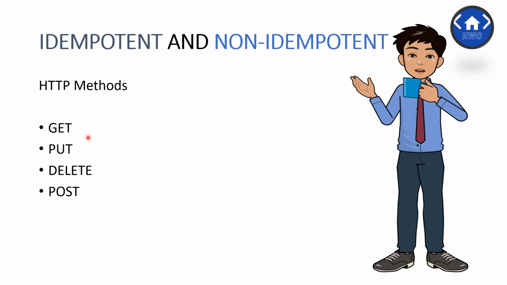So here, these are the four mostly used HTTP methods, and those are GET, PUT, DELETE, and POST. So we use GET to retrieve some information from the resources, and then PUT, we're going to update something in a resource. For that purpose we use PUT, and DELETE is to delete some resource, and POST is to create a new resource. So that's the purpose of these four methods. We're going to see about each method, which are idempotent and which are non-idempotent.